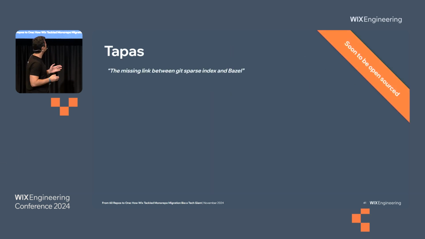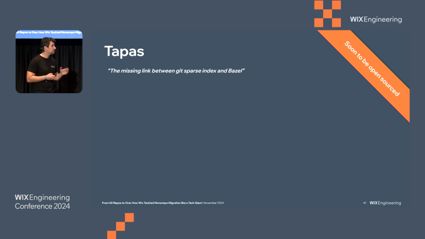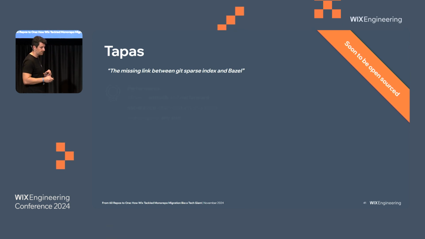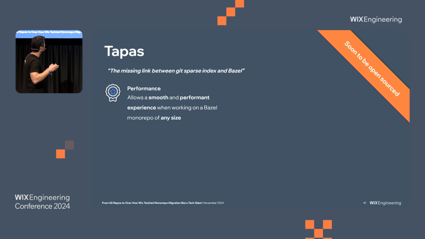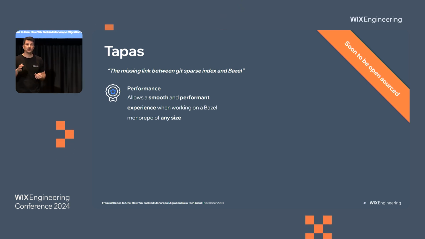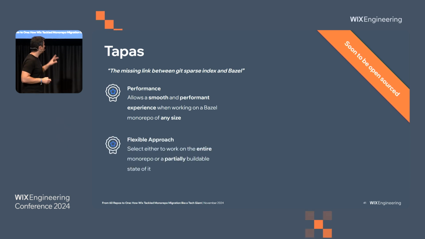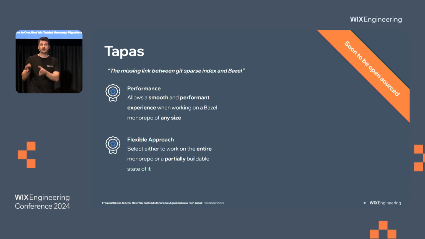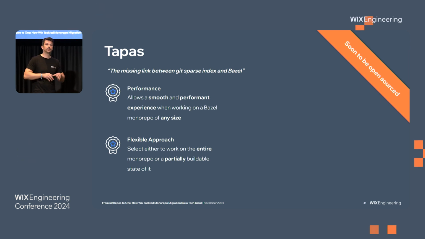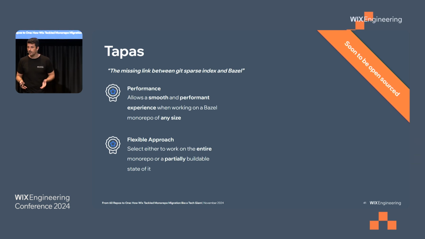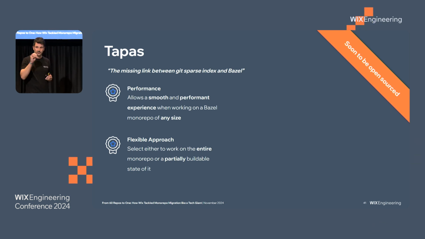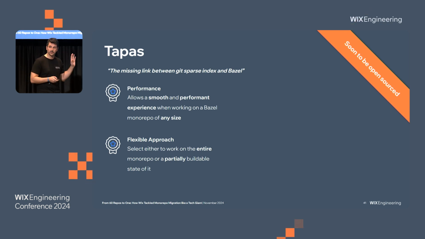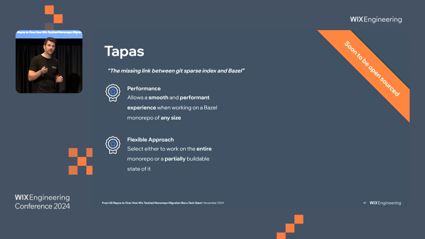Now I'm proud to share a tool that myself and the team created just to tackle this challenge. It's called Tapas, and Tapas is the missing link between Git sparse index and Bazel. It allowed us to have a smooth and performant way to work on the monorepo of any size. It also allowed a flexible approach. There is a difference between being a framework engineer and a business-oriented engineer. Framework wants to work on the entire thing, on all the monorepo. But the business-oriented engineer wants to have a specific scope to work with. So we've allowed that. You can work on the partial state of the monorepo locally.